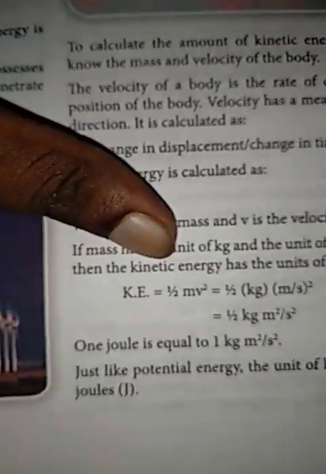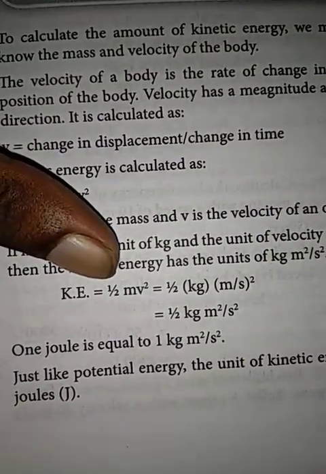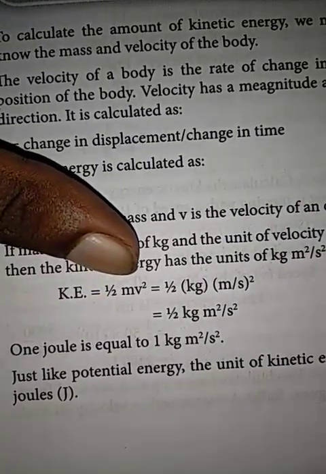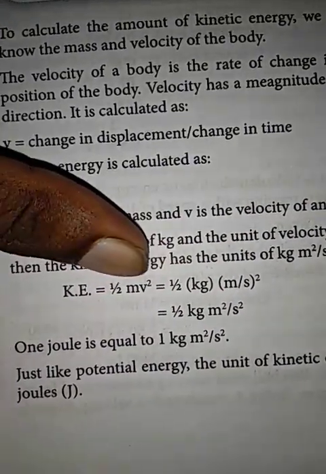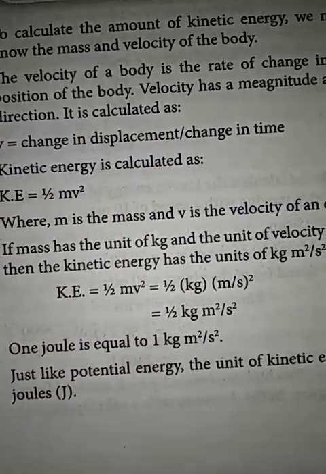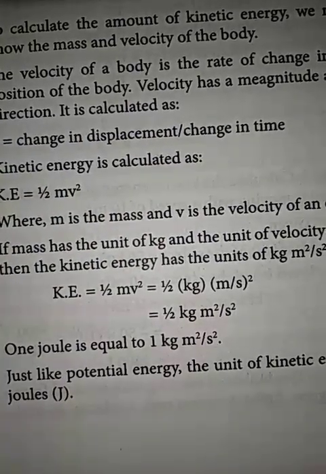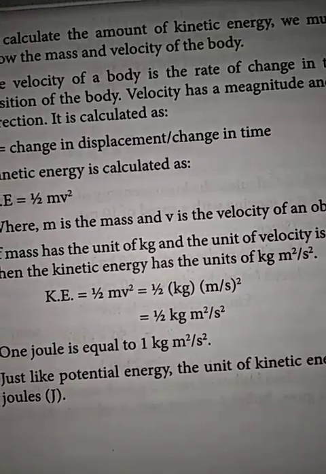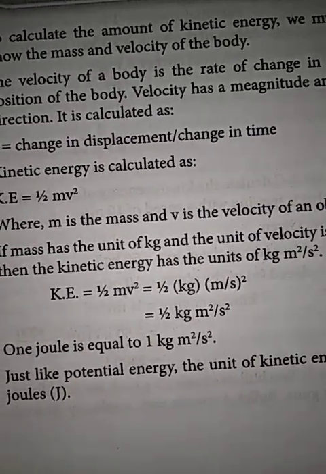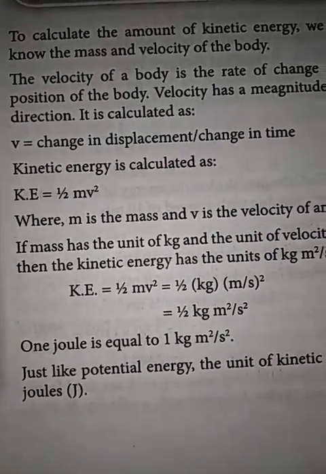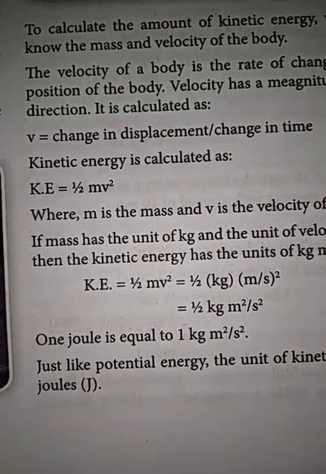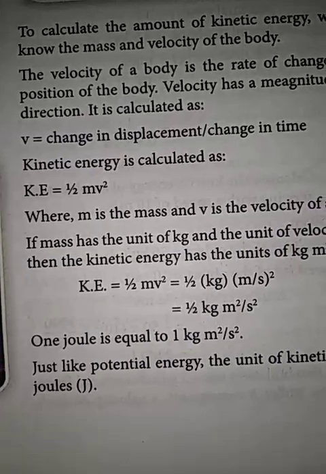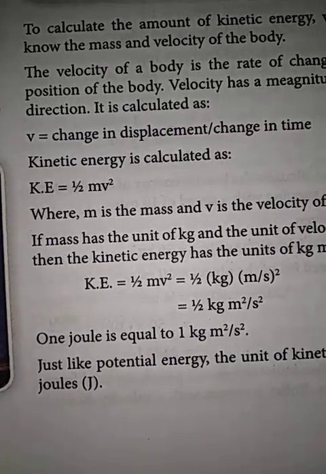You see, kinetic energy K is equal to half into m into v square, half into mass, the unit of mass is kilogram, into the unit of velocity, meter per second, squared. So kilogram meter square per second square. So 1 joule is equal to 1 kilogram meter square per second square. We know that we generally express energy in joule. So joule is the unit of energy.